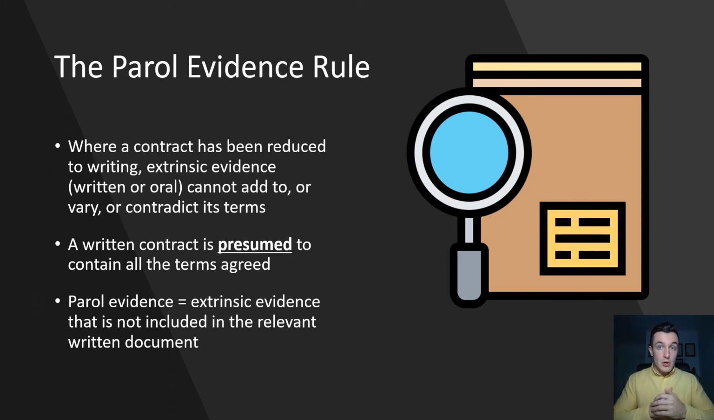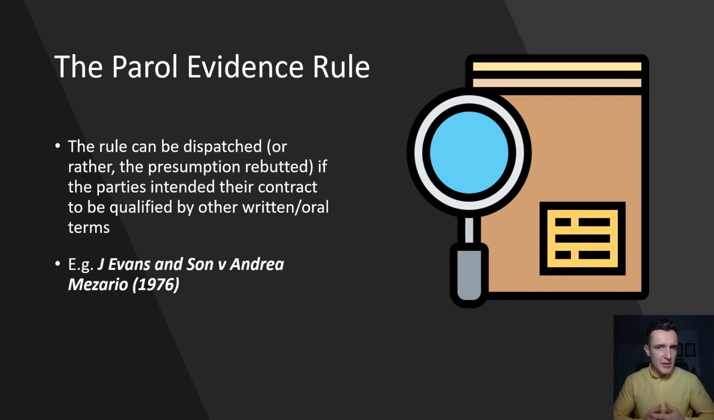Just in terms of our terminology, the word parole simply means extrinsic. So you can use those terms interchangeably, but the name of the rule for the purposes of your exam and any coursework is the parole evidence rule. So as we've discussed previously, it is possible to set aside the parole evidence rule, and that will only happen if one of the parties can prove that there was never an intention for the written contract to be the entire agreement. In other words, if one party can prove that there was an intention for the contract to be a mixed contract of oral terms and written terms. And the case that we have for that is J.